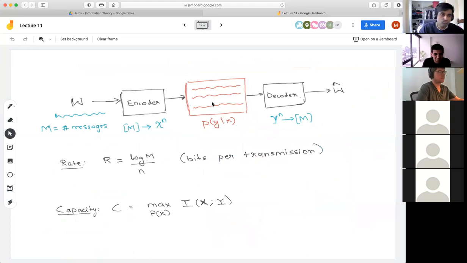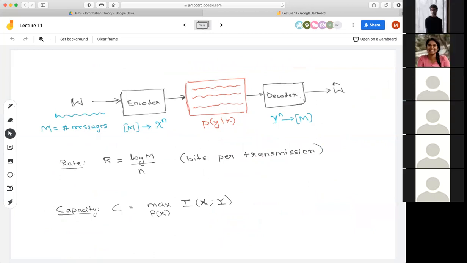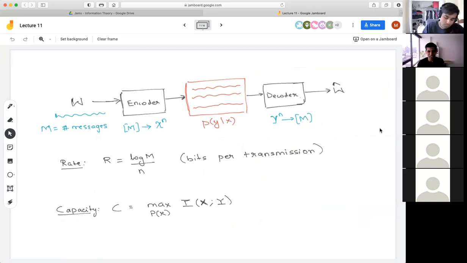This is just a reminder of the objects that we were looking at. We have a uniform distribution on a set of messages, some encoder, some decoder. For now, we are just going to think of the encoder and decoder both as deterministic functions.